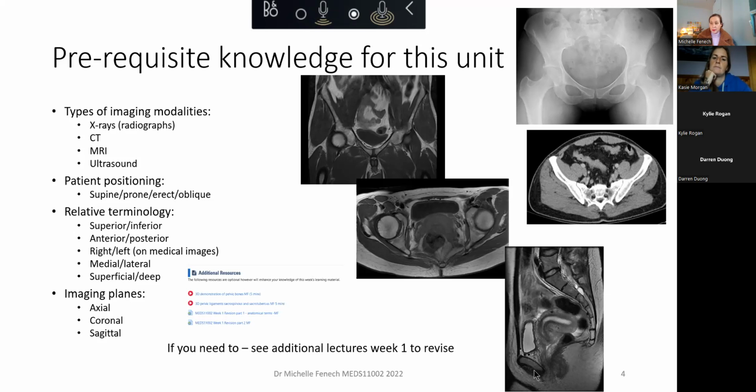This is sagittal. Yeah, this is a sagittal, and this is really what we call a mid-sagittal because it's right through the midline of the body. So we've got mid-sagittal and parasagittal. Para meaning parallel to the mid-sagittal, but not right in the middle of the body. There's some additional lectures in week 1 if you need those.